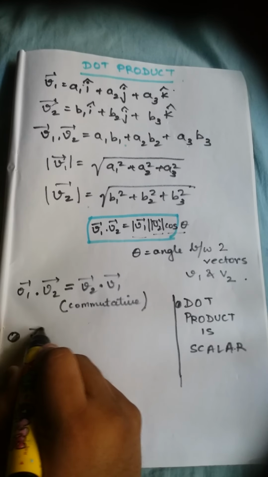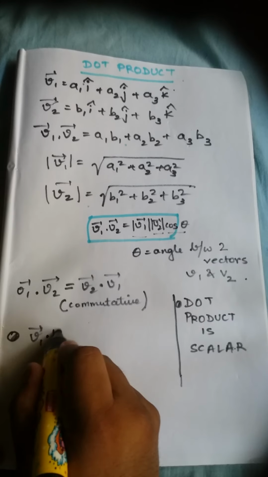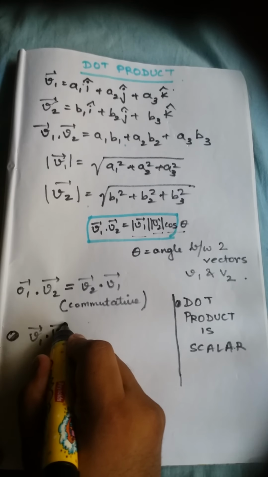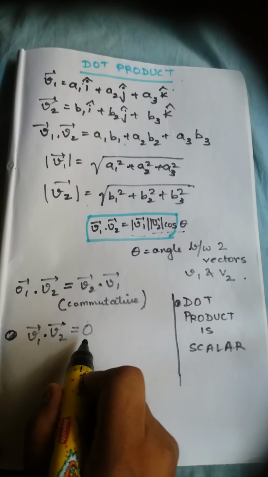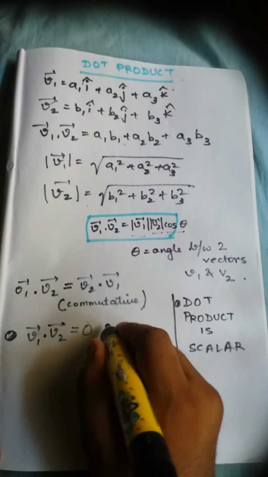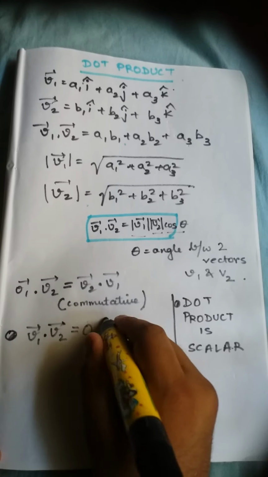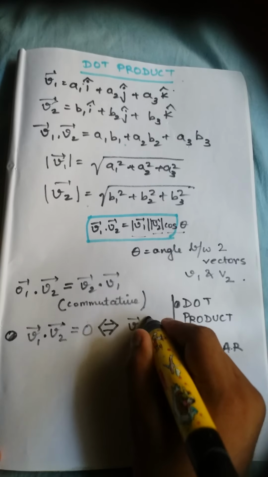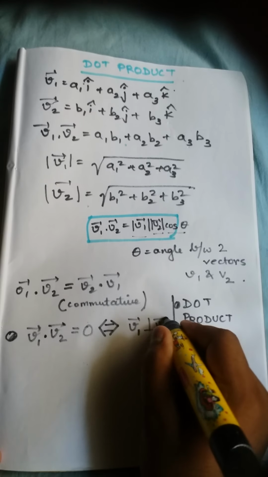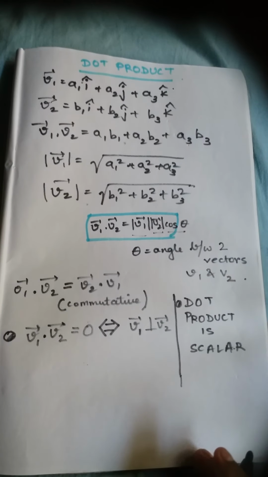Now for two vectors that are mutually perpendicular to each other, the dot product is 0. So v1 dot v2 equal to 0 implies and is implied by v1 is perpendicular to v2.